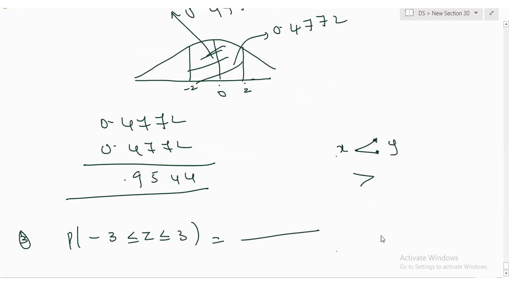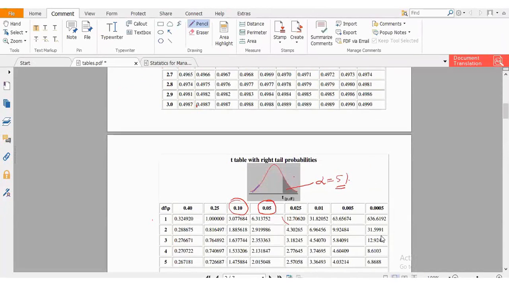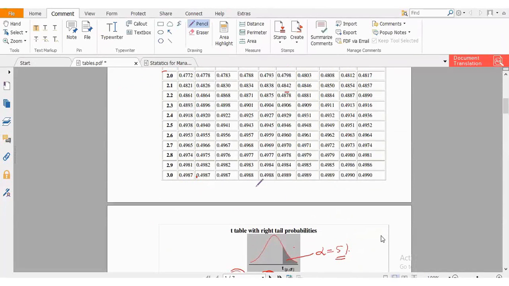How much is this? First draw the picture. See, this table only goes up to 3. Okay. If someone asks for the value for 4, what to do? I will talk about it. Are you getting it?